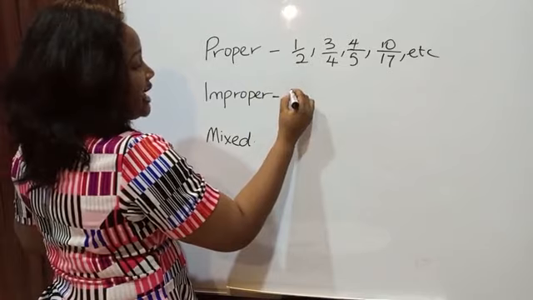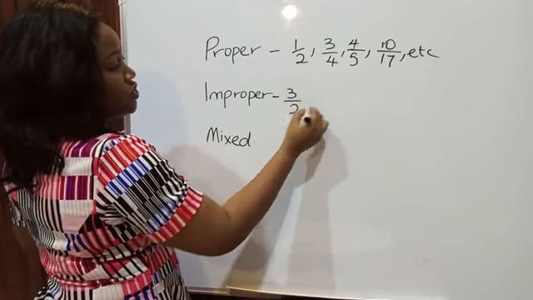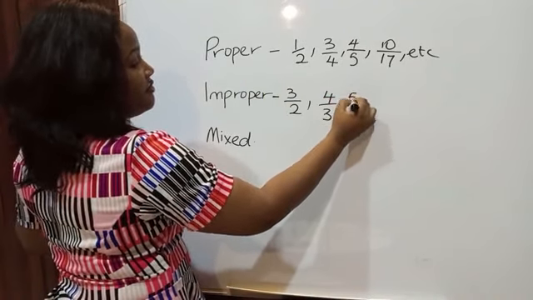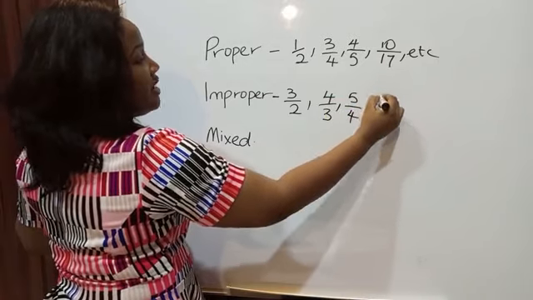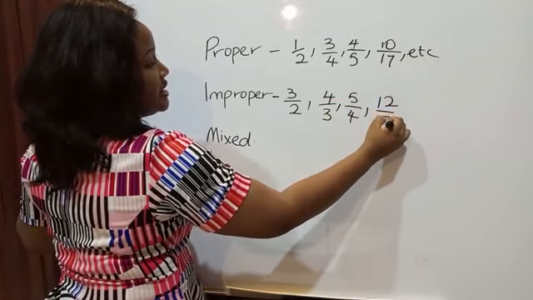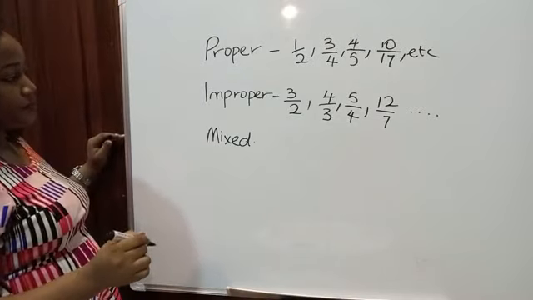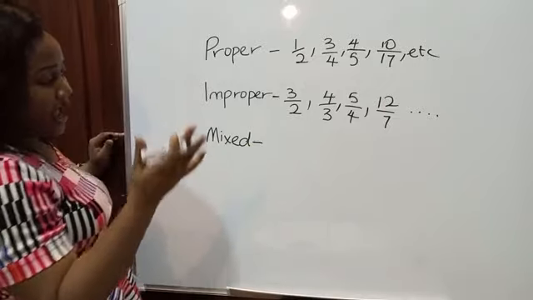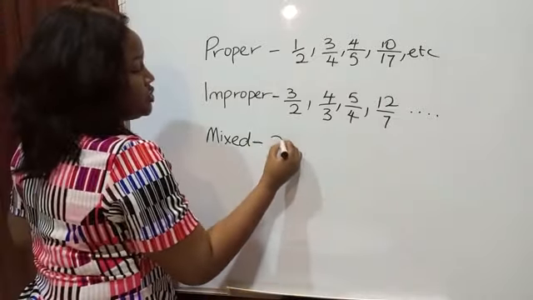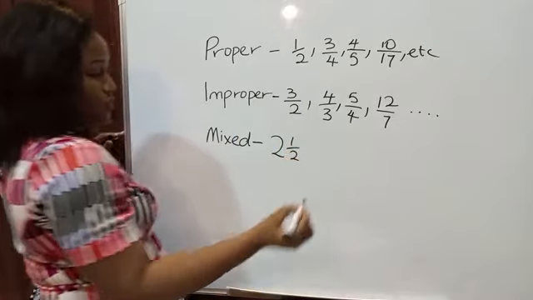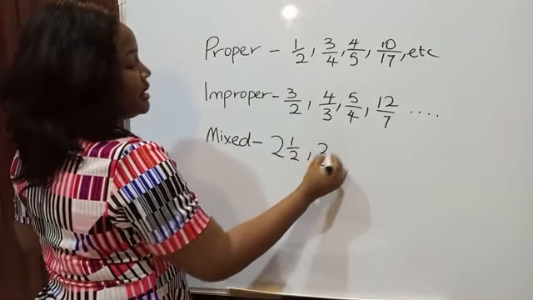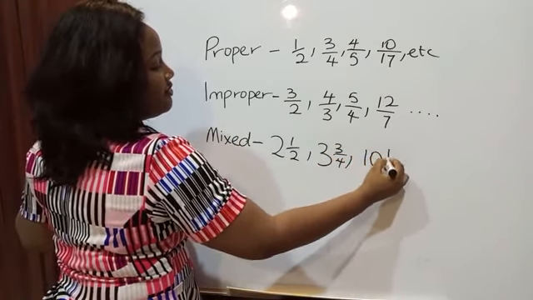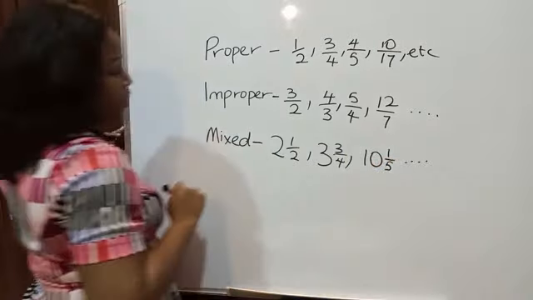So you can have something like 3 over 2. You can have something like 4 over 3. You can have 5 over 4. You can have 12 over 7, and so on. Okay? Now for mixed, we have both whole numbers and proper fractions. Something like 2 whole number 1 over 2. You have 3 whole number 3 over 4. Or you have 10 whole number 1 over 5, and so on.